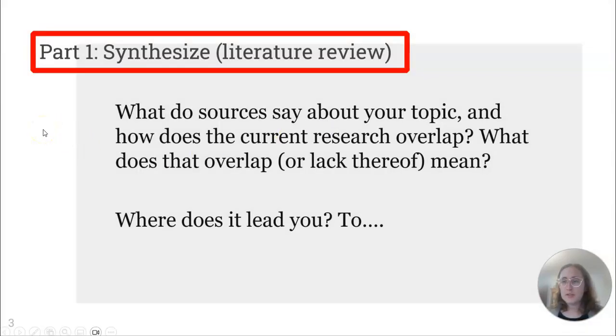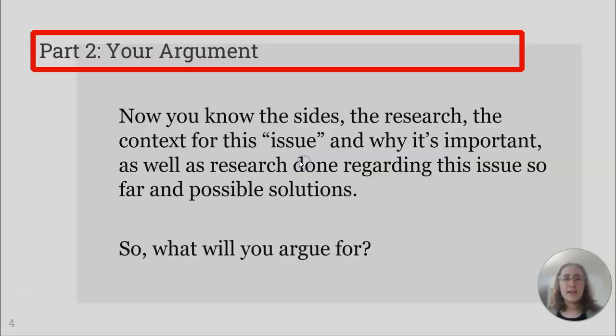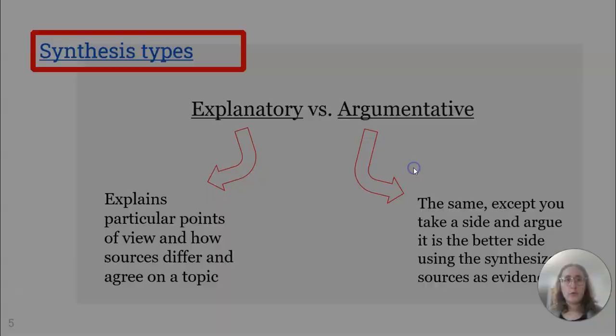So part 1, and I'm going to switch the prompt in a little bit, is the lit review, and you talk about what your sources say, where the overlap is, or whether there is a lack of overlap, and what that means. And that's going to lead you to what your argument is. So now that you know the sides and know what makes it a complex issue, you know the research, you can form an argument about it. So what is the best way we should solve this real world problem? So what are you going to argue for?